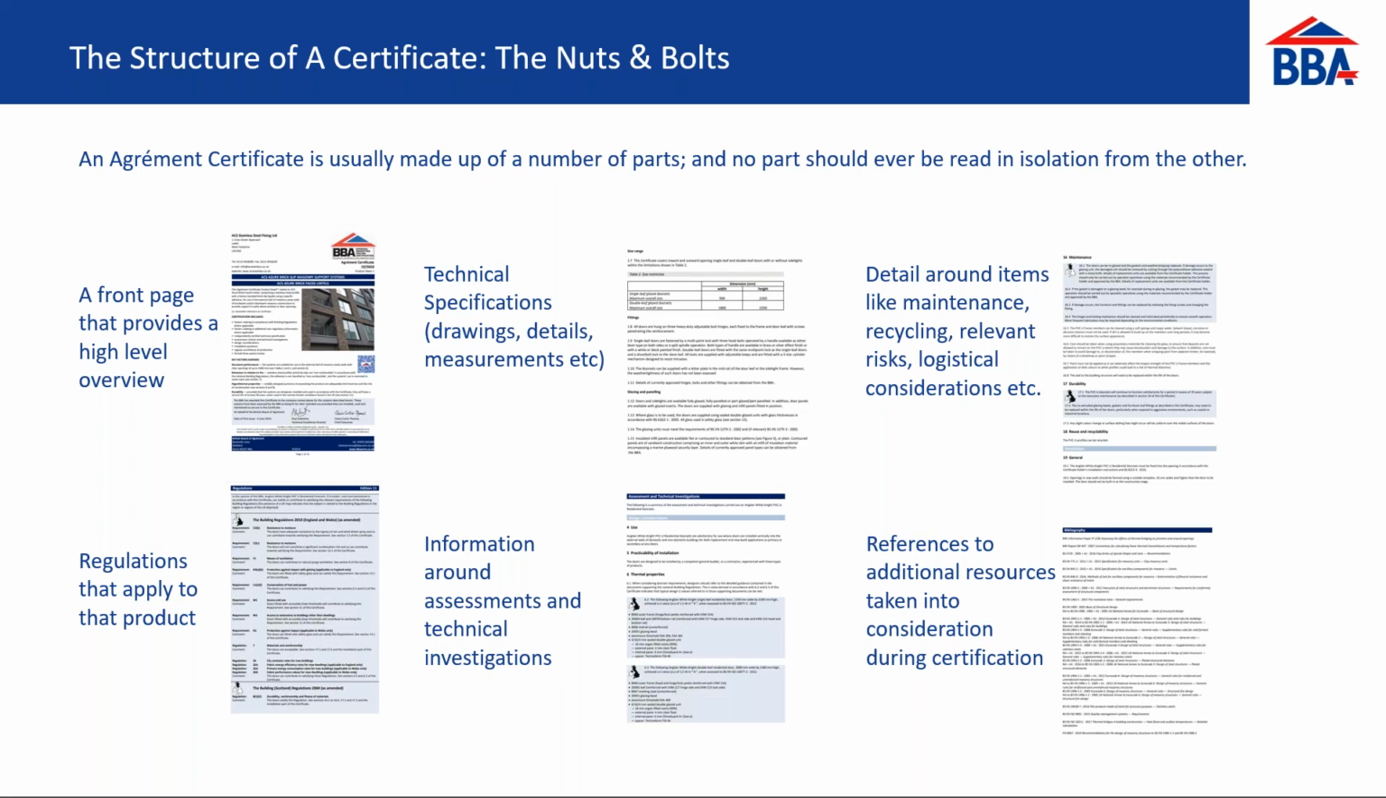It also follows with information about the assessments that we have carried out and the technical investigations that led to the data and information described in the certificate. We also run over some sections that detail items such as maintenance, recycling, relevant risks, and so on. And lastly, the certificate will also make references to any additional resources that we have taken into consideration during certification. These may be documents, standards that we have applied, and other documents that help us interpret the results of that product or system.